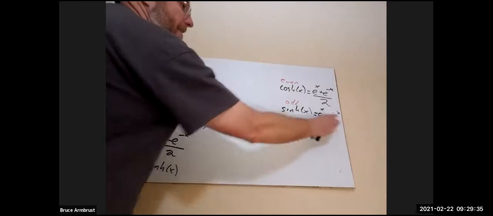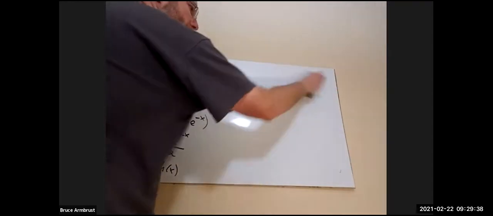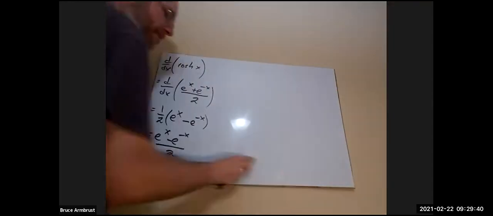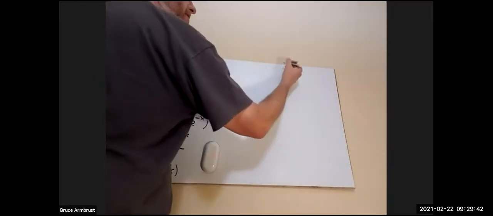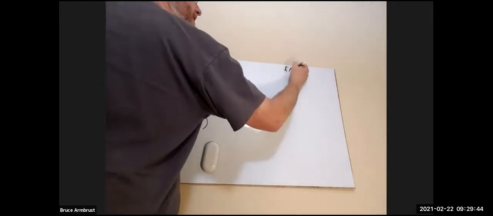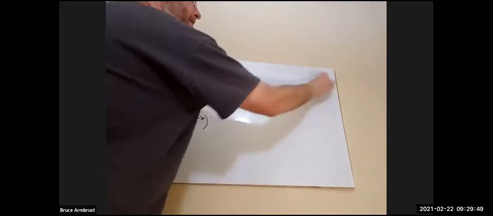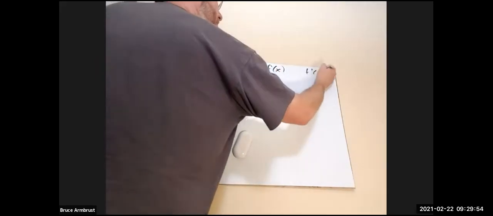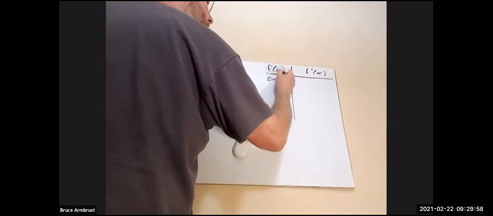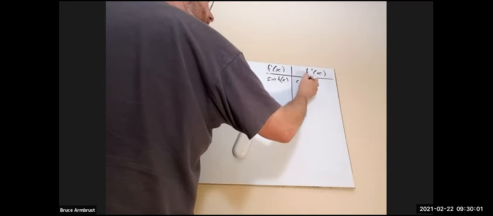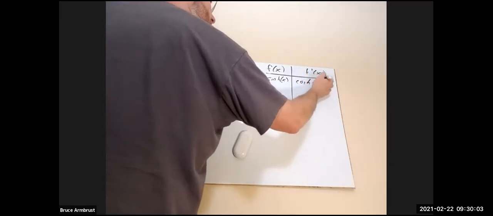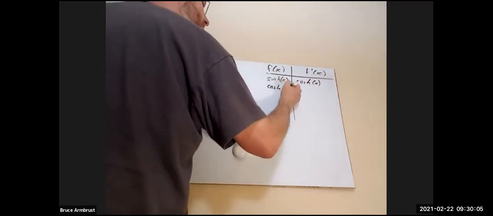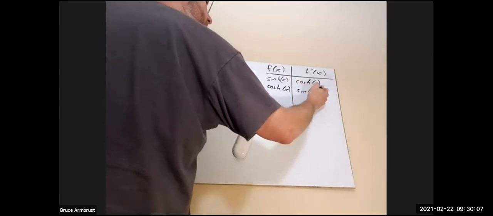So let me start making a list here of the hyperbolic trig functions and what their derivatives are going to look like. So here's our function, f of x, and f prime of x. The derivative of sinh is cosh. The derivative of cosh is sinh.